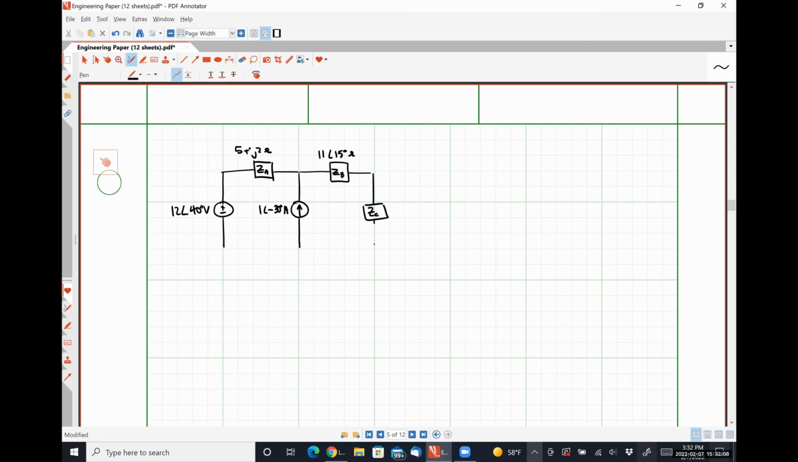An impedance over here, which I'm going to call ZC, that will have a value of 9 minus j15. I want to know what the phasor voltage drop over my current source is.